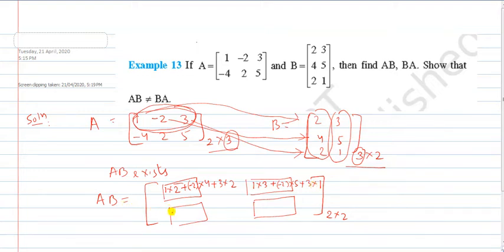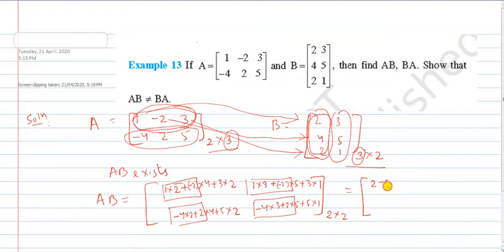Now come to the next element, that is second row and first column. Look at the second row. Elements are -4, 2 and 5 and this is the first column 2, 4 and 2. So let us have the sum product: -4 to be multiplied by 2 plus 2 multiplied by 4 plus 5 multiplied by 2. Similarly, this is the second row and the second column: -4 to be multiplied by 3, 2 to be multiplied by 5 and 5 to be multiplied by 1.